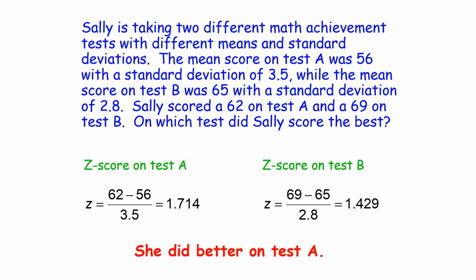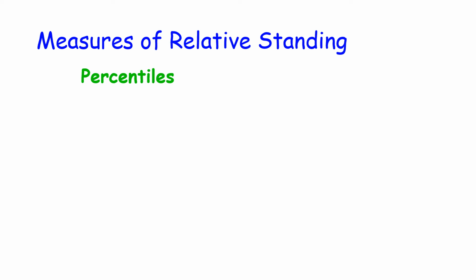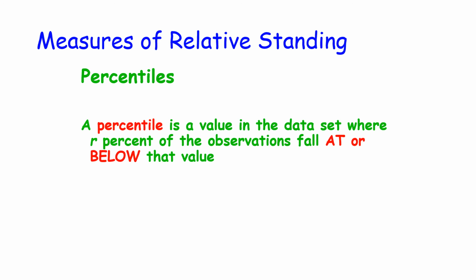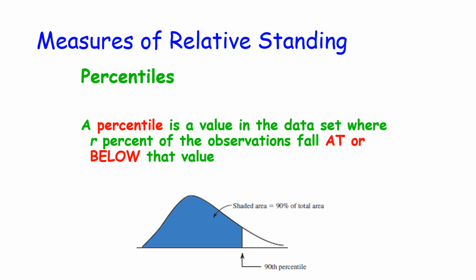Let's talk a little bit about percentiles. Now, a percentile is a value in the data set where R% of the observations fall at or below that value. So notice here, we say that this is the 90th percentile because 90% of our data is at or below that point.